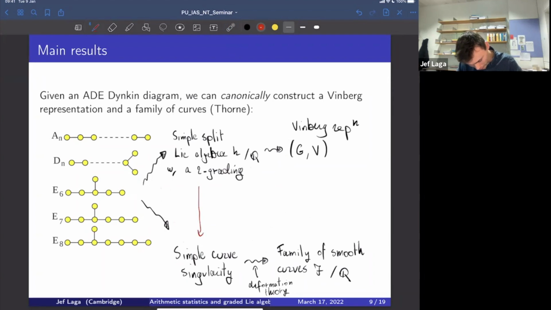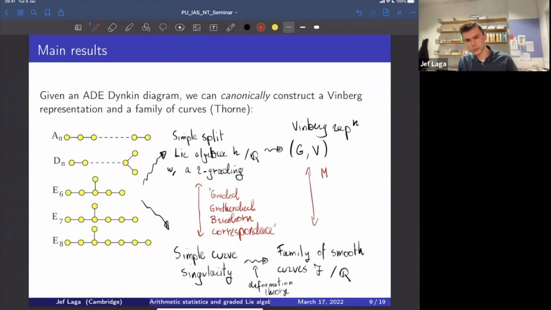And this you could call a graded version of the Grothendieck-Brieskorn correspondence, also established by Thorne in his thesis. And so the main theorem relates those two objects, namely it gives an orbit parameterization for the curves in F using the Vinberg representation.